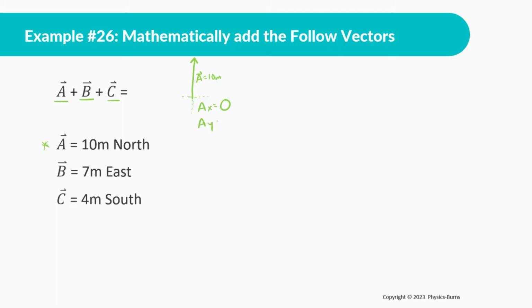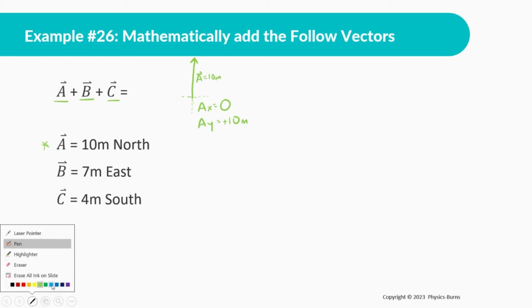A sub Y is going to be positive 10. And I know that because it's going up. It's not going down at all. It's not going left or right at all. So it's just going straight up 10. So I found A. Now let's do B.